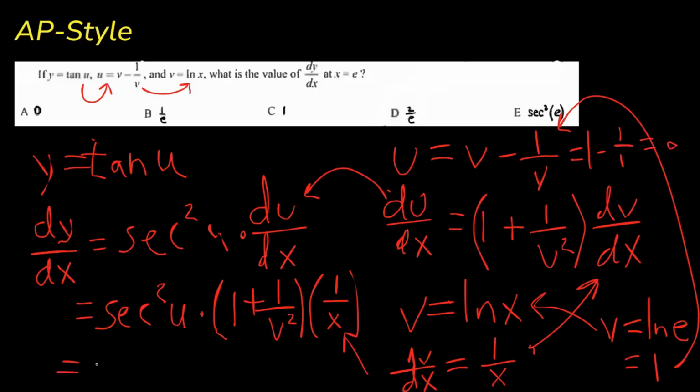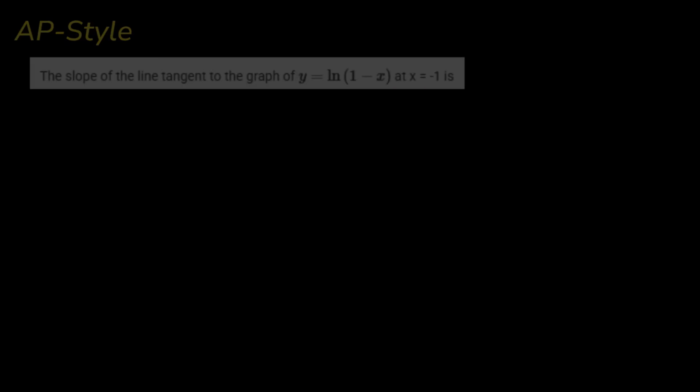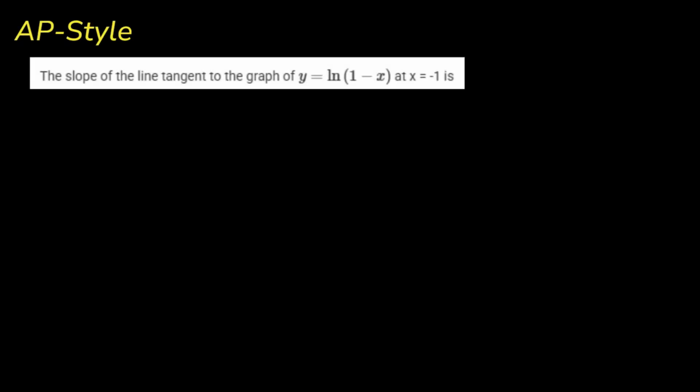So we would have secant squared of 0 times 1 plus 1 over v squared, since v is equal to 1, it's just 1, times 1 over e. Now, this simplifies. Secant of 0 is just 1, so 1. 1 plus 1 over 1 is 2, so 1 times 2 times 1 over e is going to give us 2 over e.